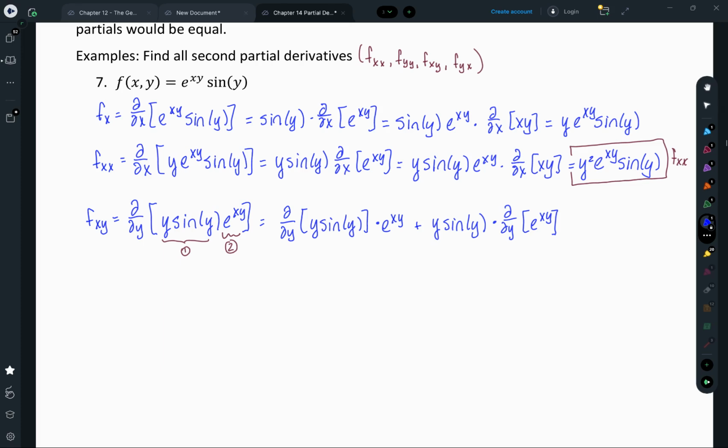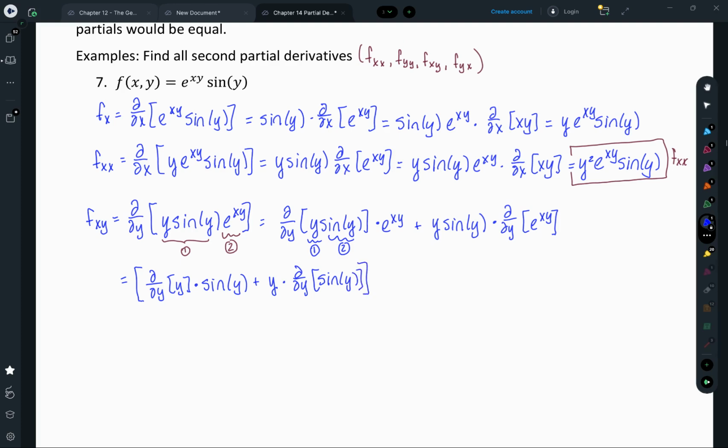Okay, so we're just going to go with it. It's fine. We have 2 functions. We have y as the first one. Sine of y will be the second one. So this becomes the derivative of the first. I'm going to put this all in big brackets. The derivative of the first, that'll be del y of y times the second, which is the sine of y, plus the first, y, times del y of the second, which is sine of y.